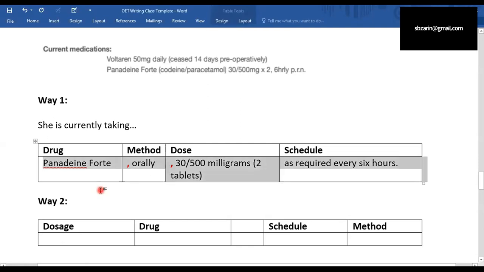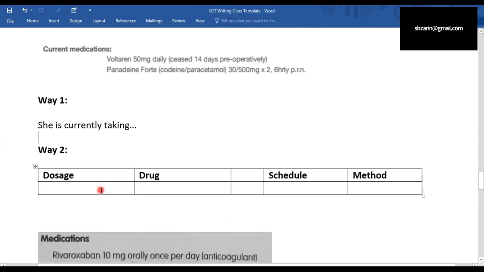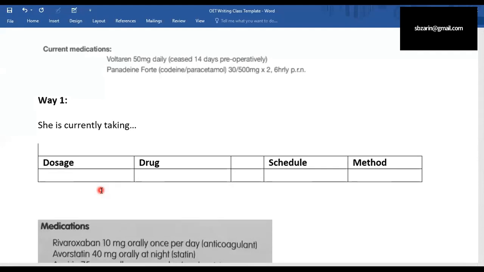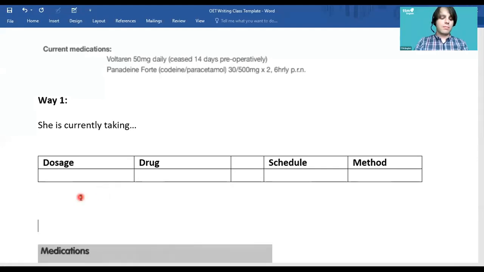Benita? Okay. 50 mg. Say that again a bit louder.